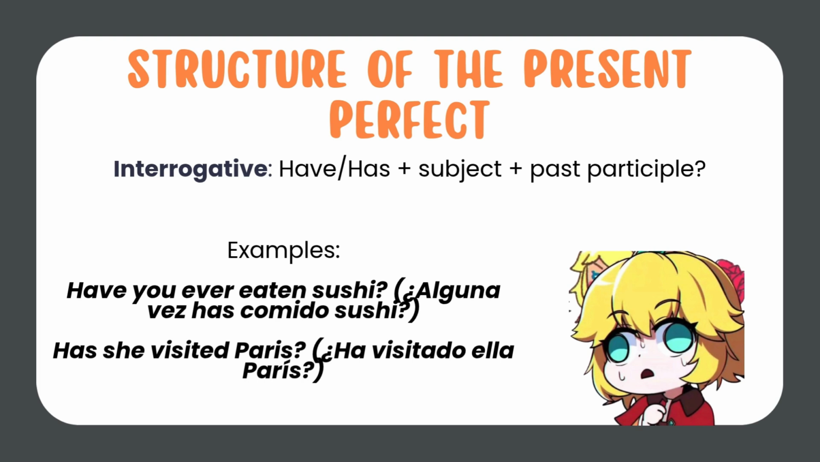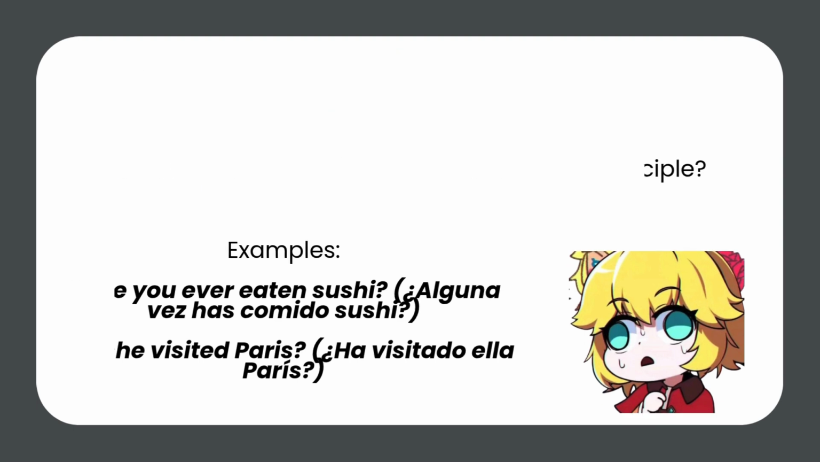Now let's talk about the interrogative form. It is made up of have or has plus the subject plus the past participle of the verb plus the question mark. Here are some examples. Have you ever eaten sushi? Asking if they have done a certain action. Has she visited Paris? Asking if she has traveled to Paris.